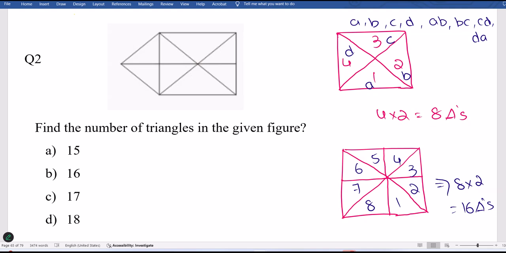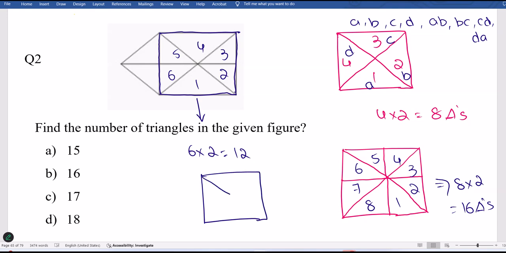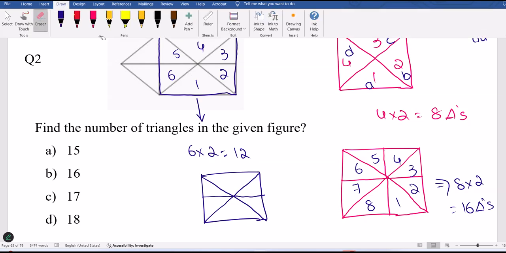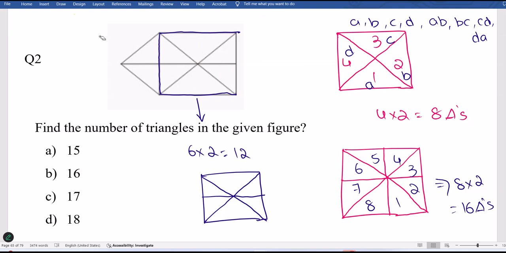Now what about this one? This shape alone, if you focus: 1, 2, 3, 4, 5, 6. So 6 times 2 is 12. But that's not the end of the answer. For that shape, it's 12. It's not concluded only for this shape. Only for this square shape, I can say 12.